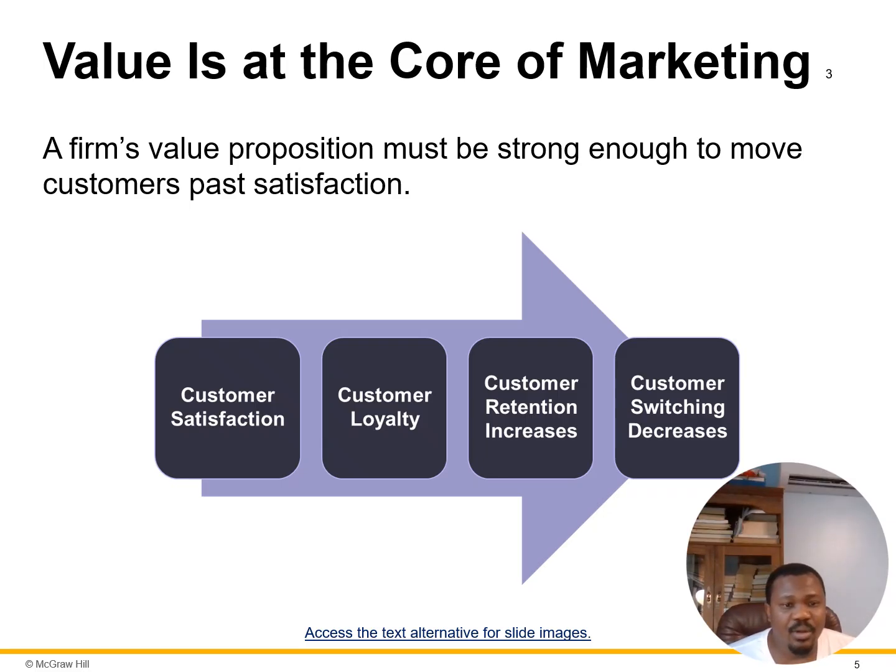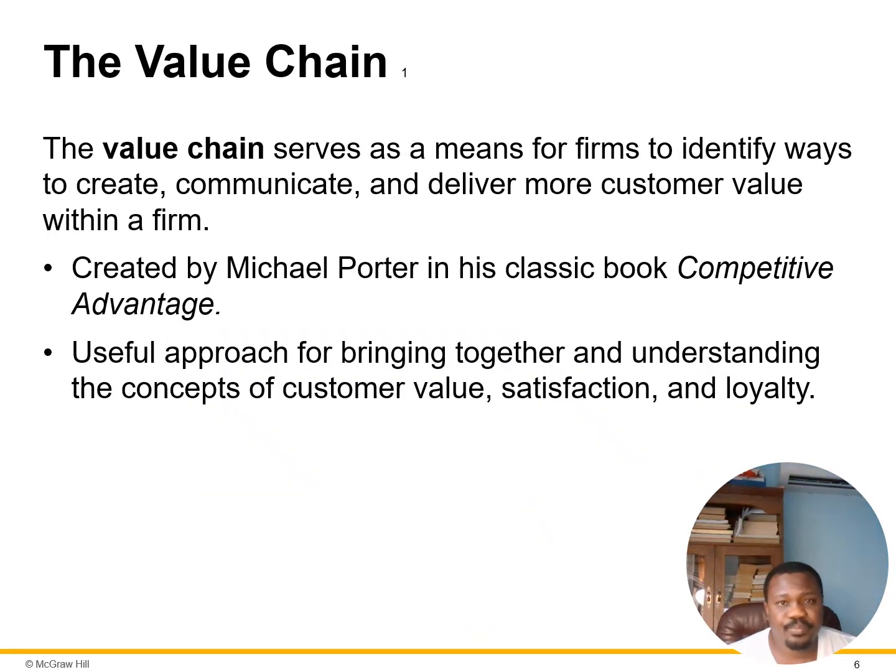With that, customer satisfaction leads to customer loyalty, which will promote customer retention, and at the same time, customers will feel reluctant to switch to any other firm, and that is very important. So always consider the value.